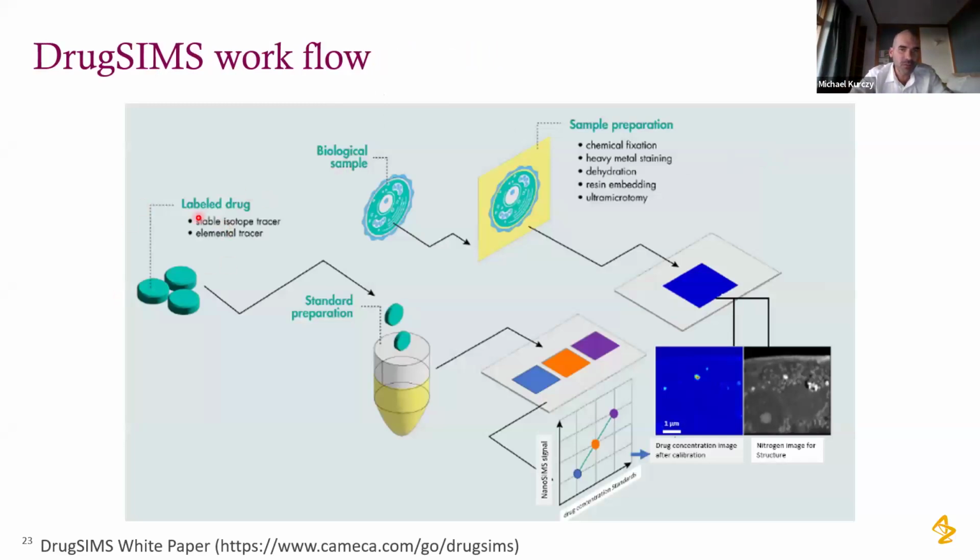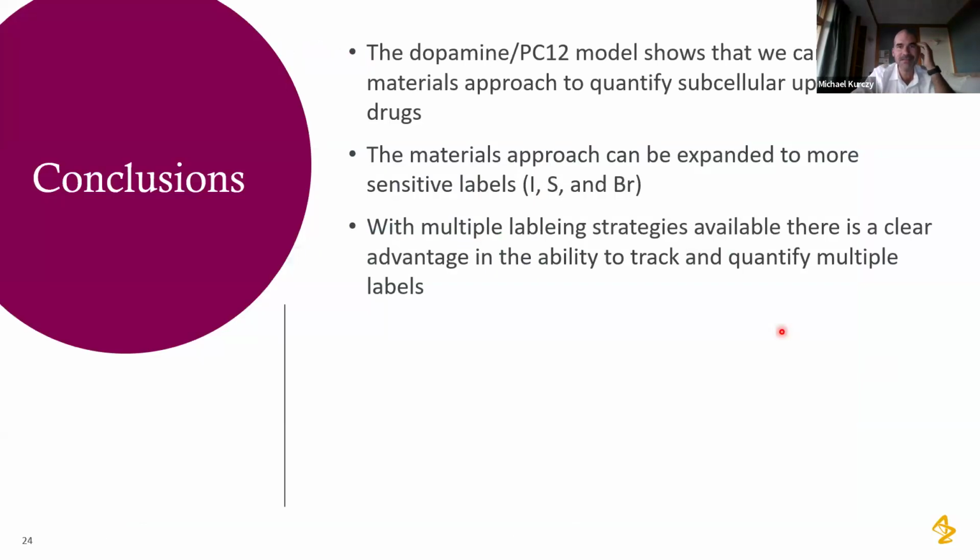So essentially, we take our labeled drug, we put it into this epoxy that we use for the sample prep. We generate a standard curve like you would in LCMS, and then we do the SIMS analysis, and then we use this calibration curve to convert that SIMS signal into a concentration. And that is basically where I'll leave you. So we can take this materials approach and quantify subcellular uptake of drugs.